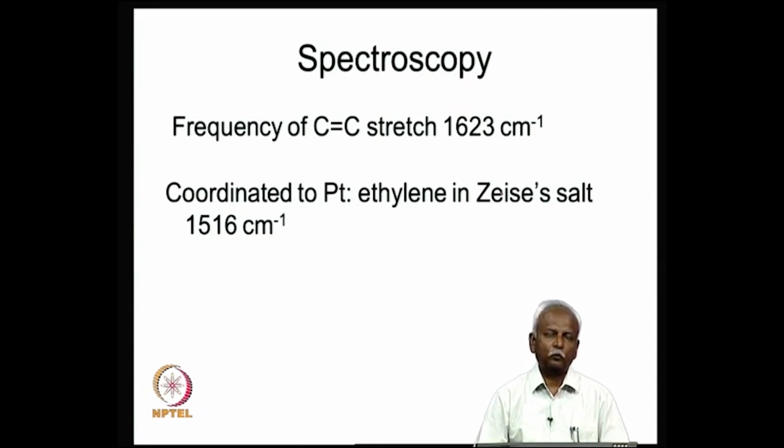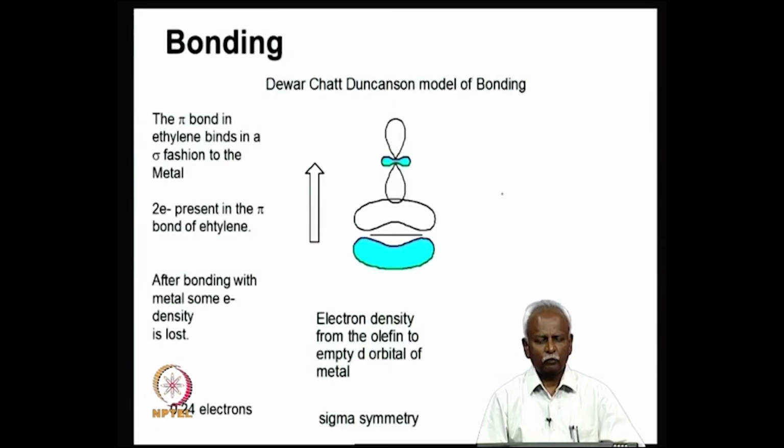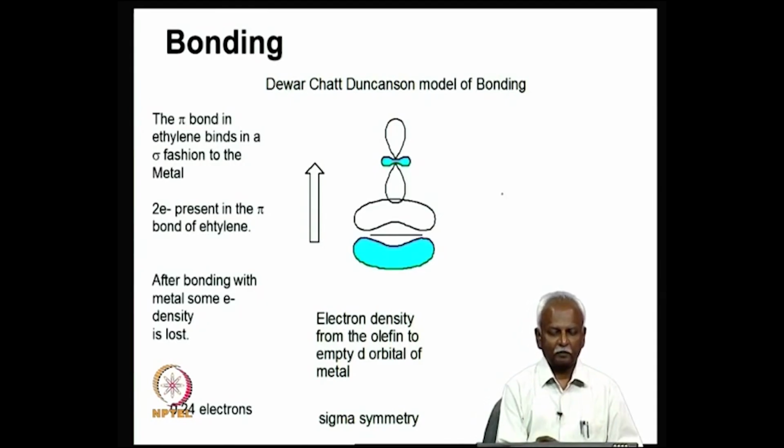It goes down by about 100 cm^-1, and this is exactly the ballpark figure we obtained for carbon monoxide complexes also. When you interact carbon monoxide with the metal, if the metal is in the 0 oxidation state, the metal is capable of putting electron density into the pi star orbital, and similarly here in this instance it is putting electron density into the pi star orbital of the olefin, and we will picture that in a few minutes.